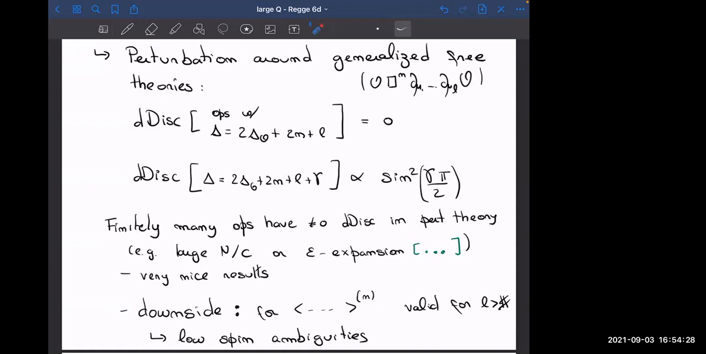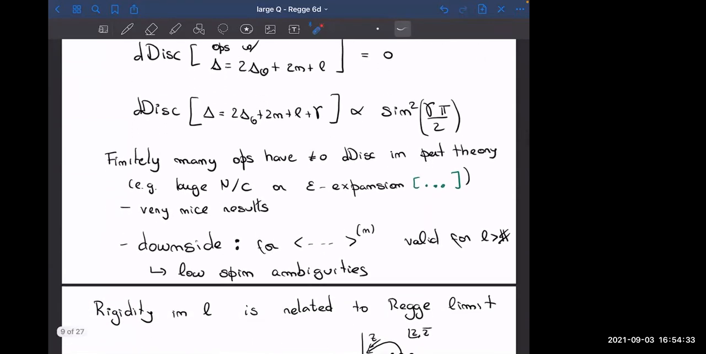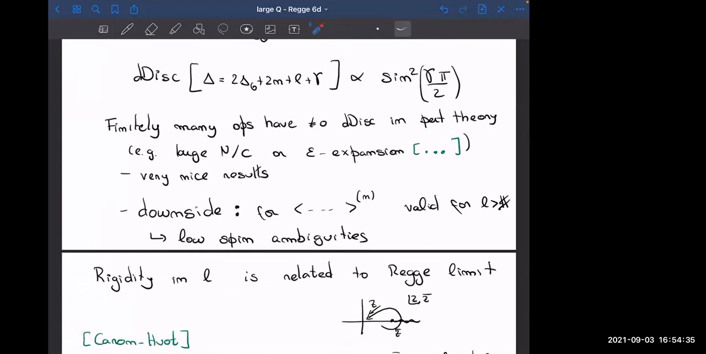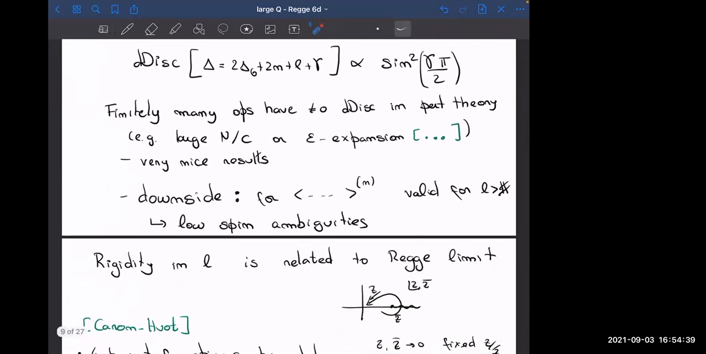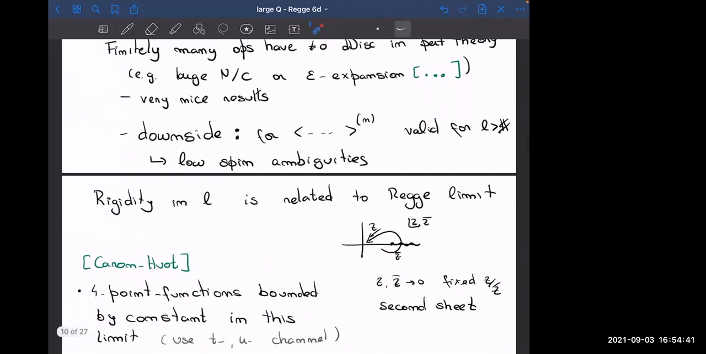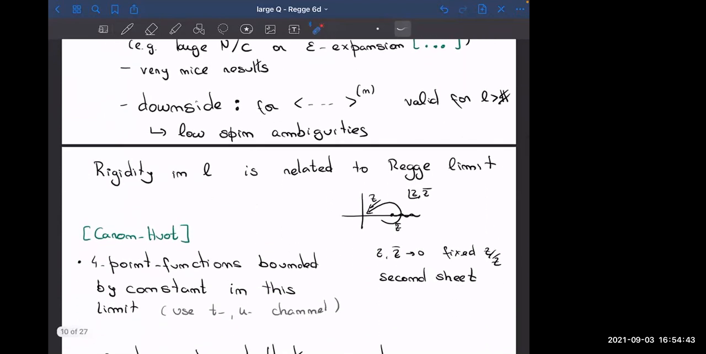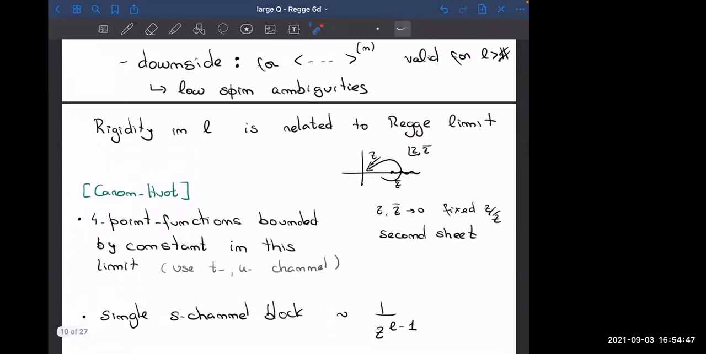Okay, then I will just give a little comment on where the rigidity comes from, this rigidity in spin, on how operators end up being so rigidly related. And this has to do with the Regge limit, and this is also why these are called Regge trajectories. So the Regge limit, going back to this plot I had with the cross ratios, amounts to taking one of the cross ratios around this branch cut and then sending both to the origin with fixed ratio.